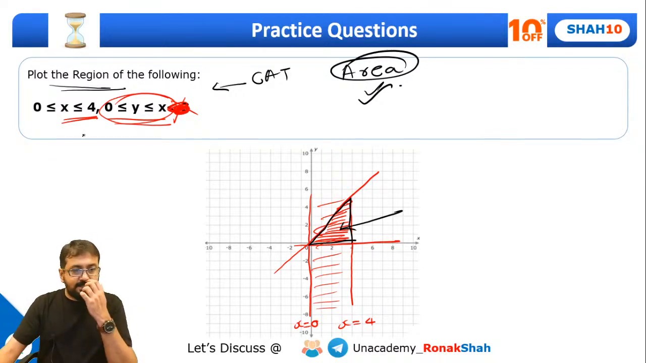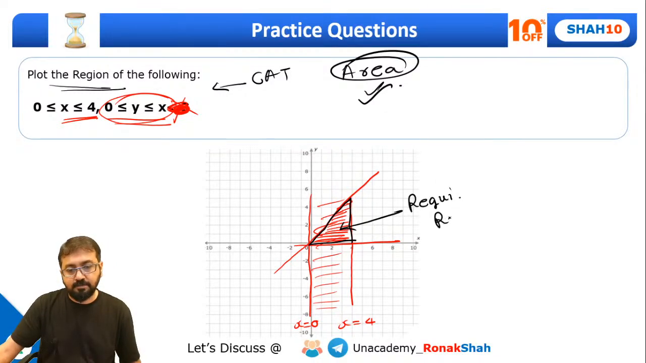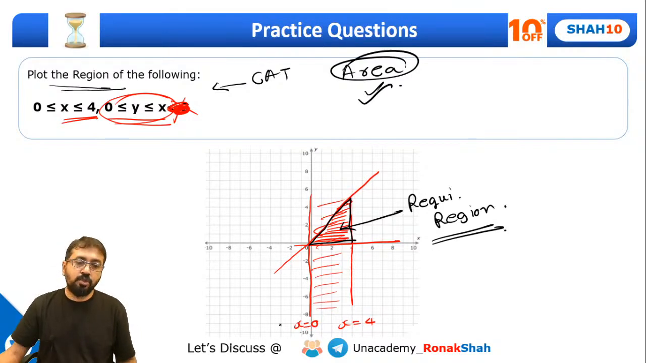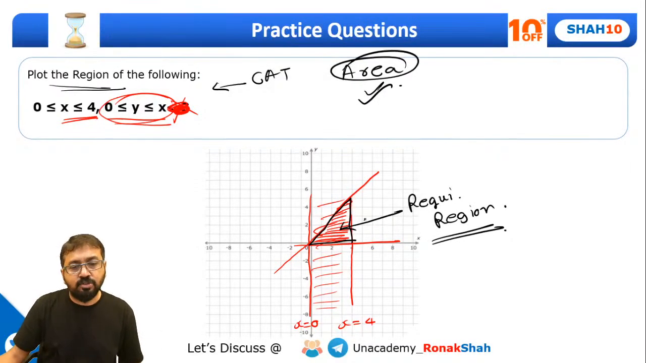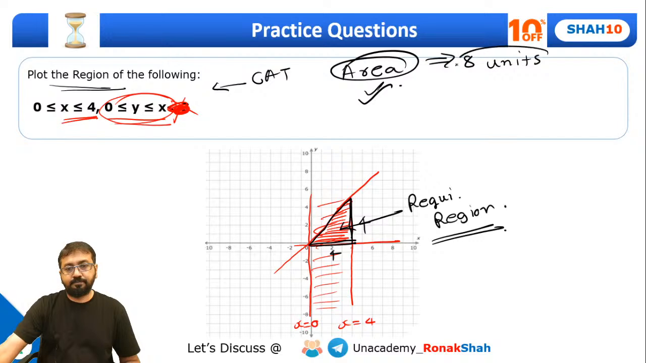This is the region satisfying both the inequalities. Okay, this is the required region. Did everyone understand, friends? And in CAT, you were asked to find its area. So you can easily find out the area of this, right? Because this is 4 units, this is also going to be 4 units, so the area will be 8 units.